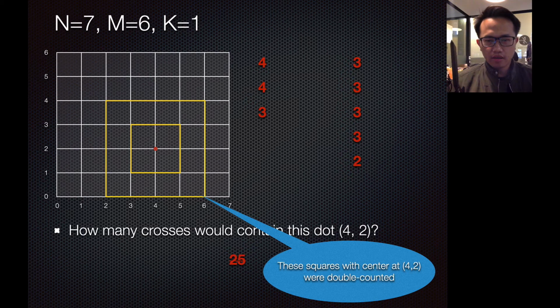You see, there are these squares. Can't you see that we are double counting? These 2 squares have center exactly at 4, 2, at the red dot. And whether we're going through one diagonal or the other diagonal, those 2 squares will be counted. And so to get the correct answer, we have to subtract out the double counted squares, which makes 25 minus 2, 23. 23 is the answer.